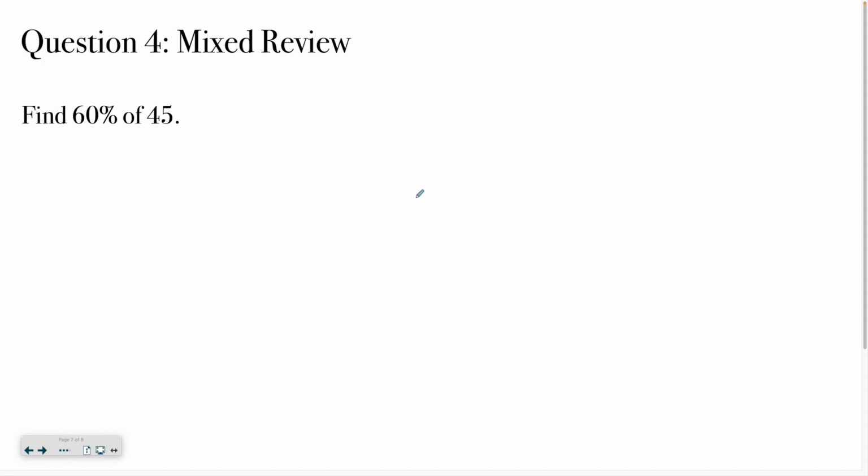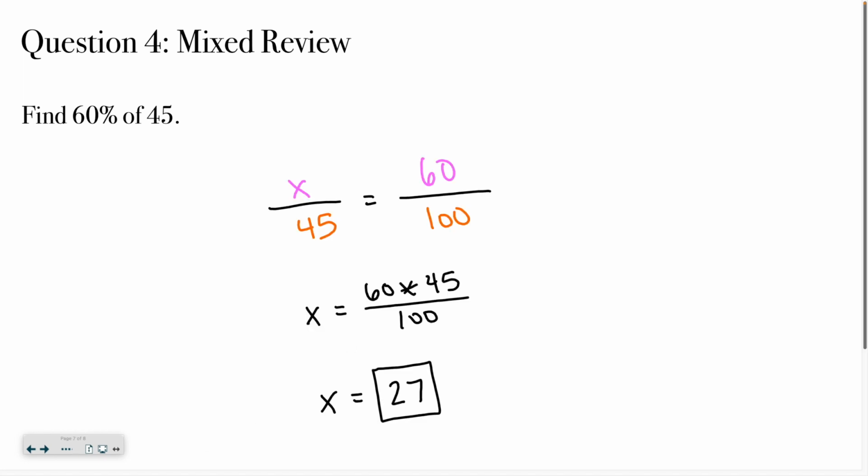All right, here is the last problem for today. I want you to try this on your own. I want you to find 60% of 45. Good luck. All right, for this problem, hopefully you ended up with 27 is 60% of 45. Okay, if you have questions about that, please be sure to reach out for some help. I am happy to help you.